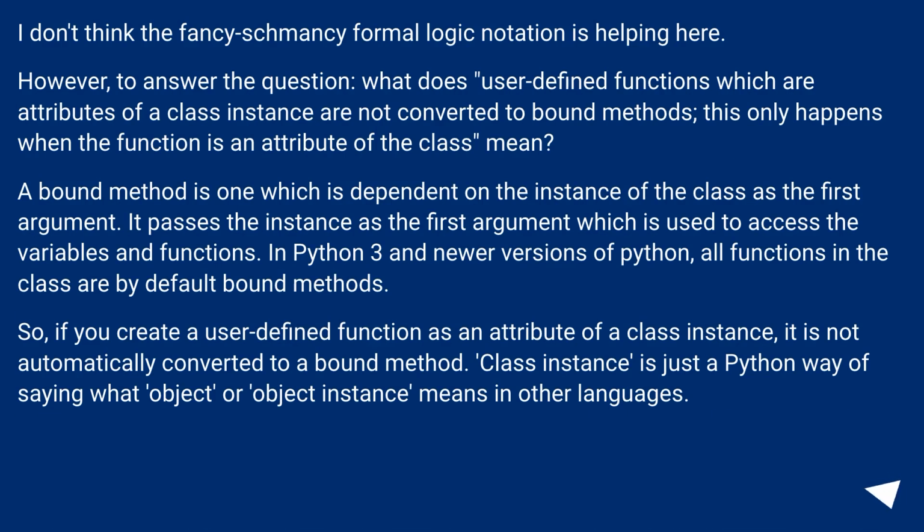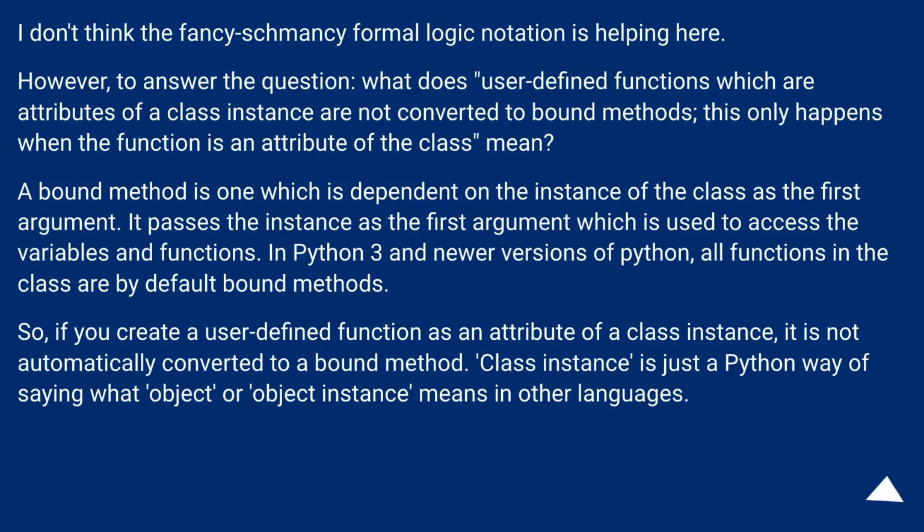I don't think the fancy schmancy formal logic notation is helping here. However, to answer the question, what does "user-defined functions which are attributes of a class instance are not converted to bound methods, this only happens when the function is an attribute of the class" mean? A bound method is one which is dependent on the instance of the class as the first argument. It passes the instance as the first argument, which is used to access the variables and functions. In Python 3 and newer versions of Python, all functions in the class are by default bound methods.